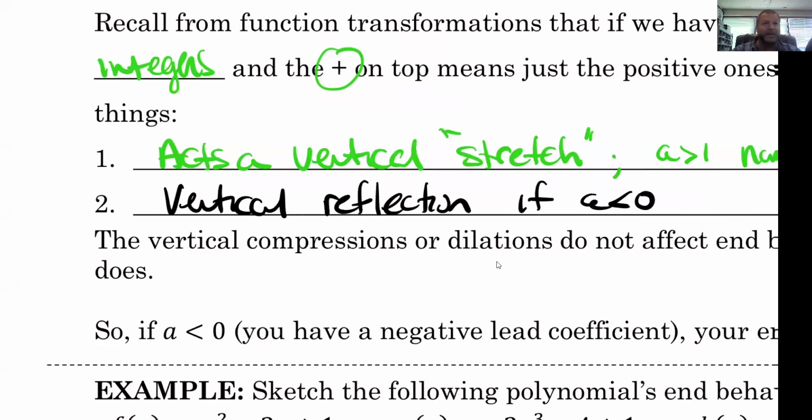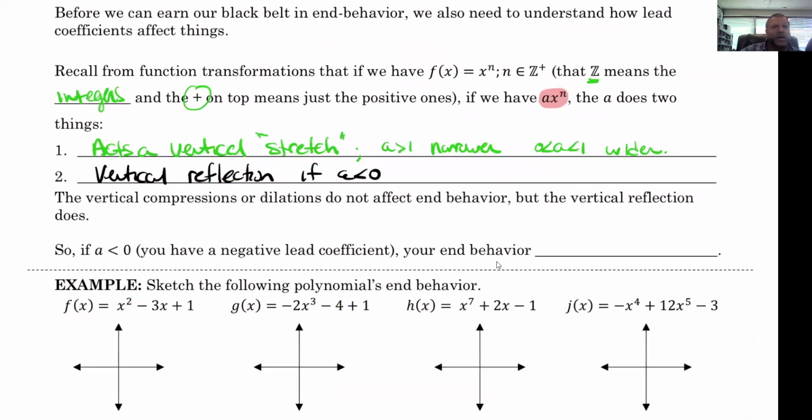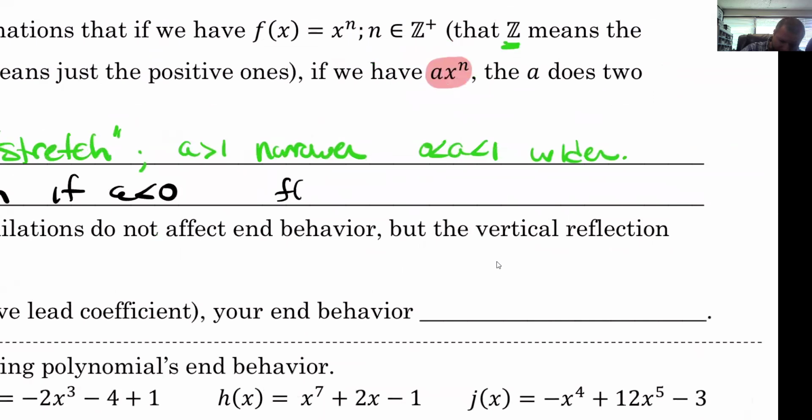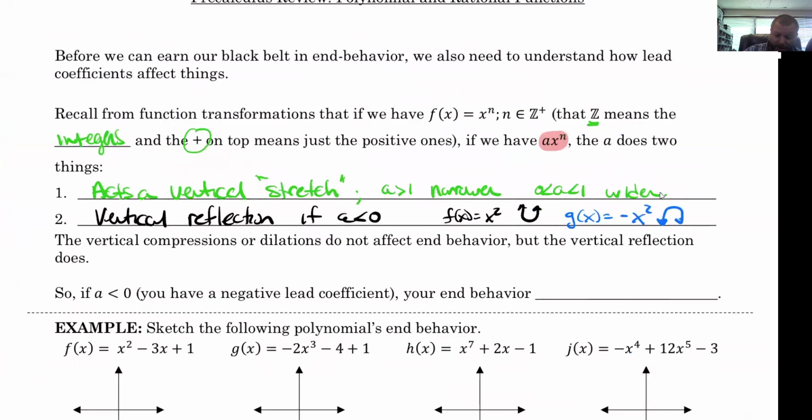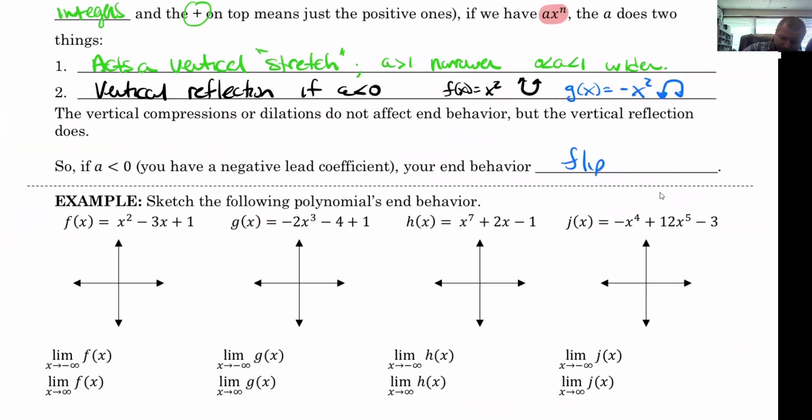This will affect the end behavior of the function. If I just have, for example, f of x equals x squared, we're going to look like this. But if I say g of x, just to use a different function, equals negative x squared, we're going to look like this. Notice what happened. Since I vertically reflected my function, I'm changing my end behavior. We're not approaching infinity anymore; we're approaching negative infinity this time. So if a is less than 0, your end behavior flips.